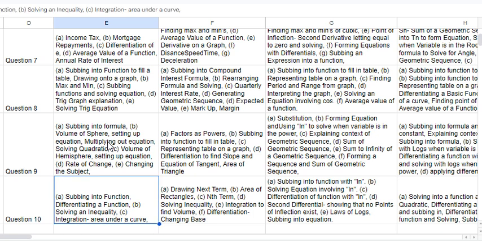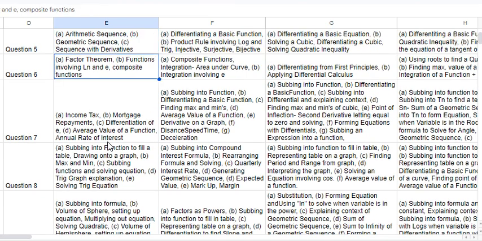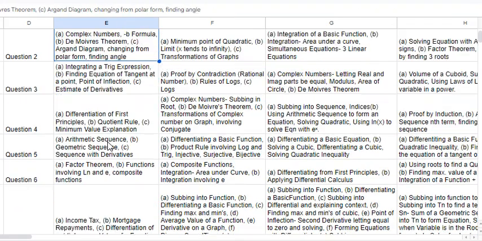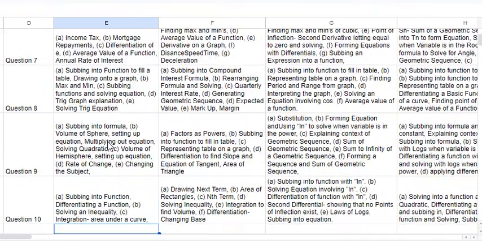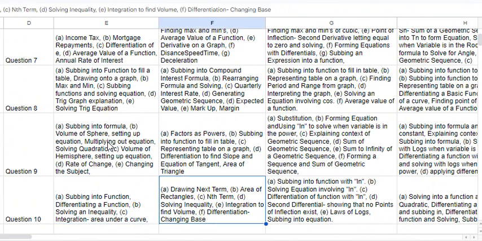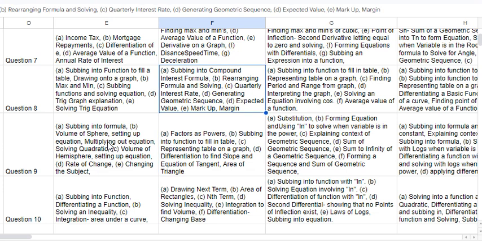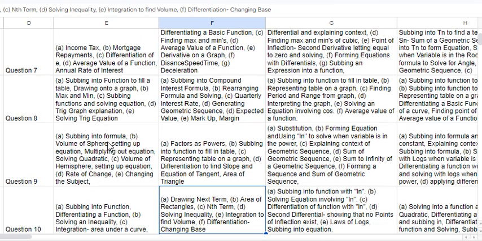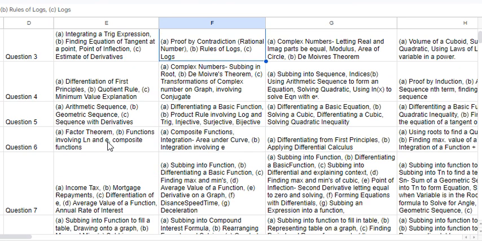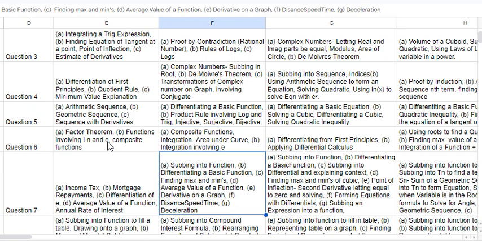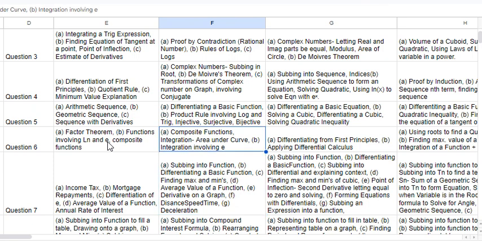So if we look here, when integration came up there in question 10 last year, integration to find volume there, question 10 the year before. I can't remember that question. It'll generally come up a little bit in section A and in section B. Differentiate there. Integration under the curve came up the year before as well. Integration involving E came up the year before as well.